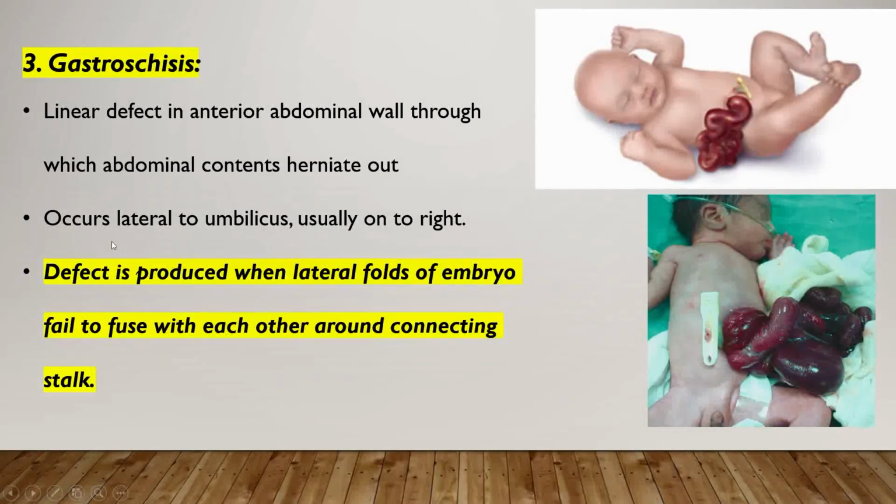Third one is gastroschisis. Now what is gastroschisis? It is because of linear defect in anterior abdominal wall through which abdominal content is herniating out. The reason is that this defect is because the lateral folds of the embryo have failed to fuse with each other around the connecting stalk when the lateral folding is happening. So lateral folds are not fusing, leaving an opening in the midline, and usually this is lying lateral to the umbilicus and more common on the right side.